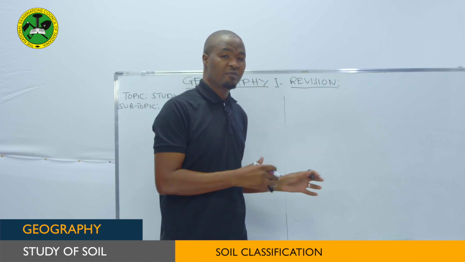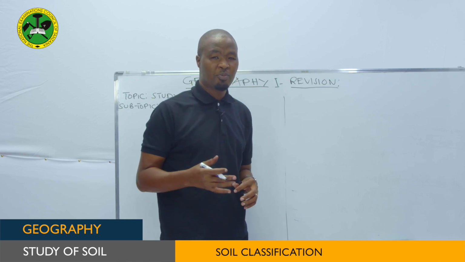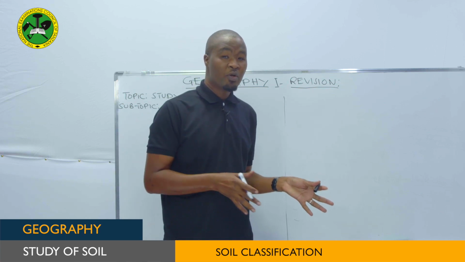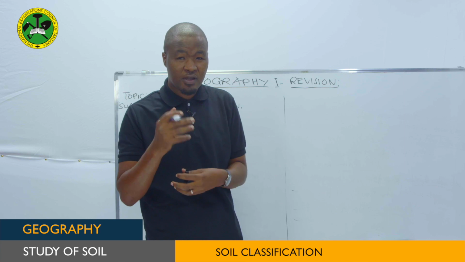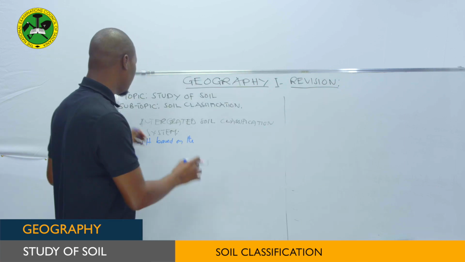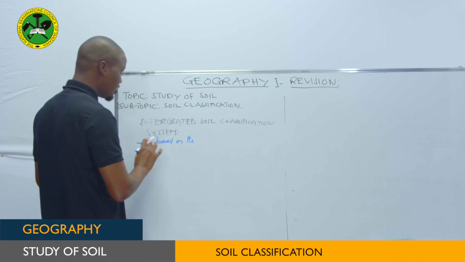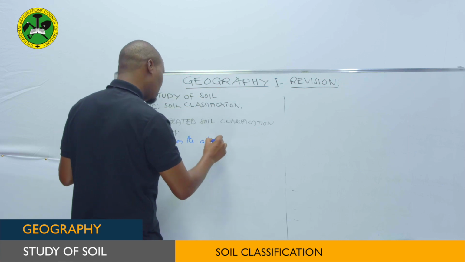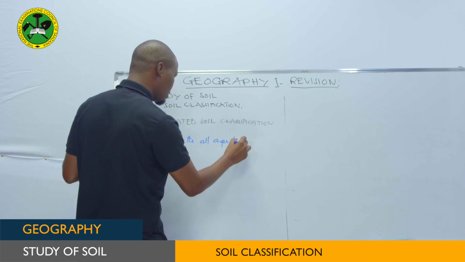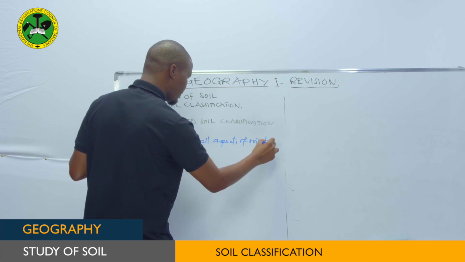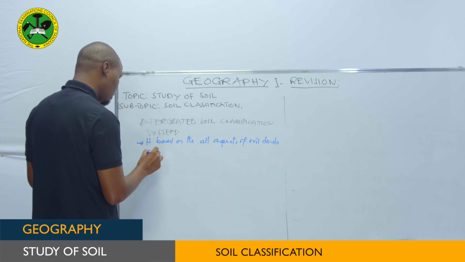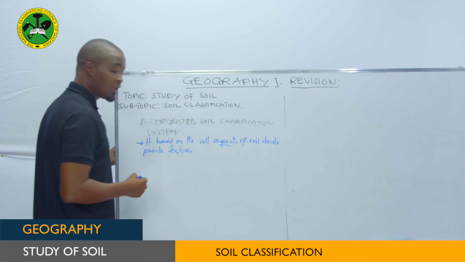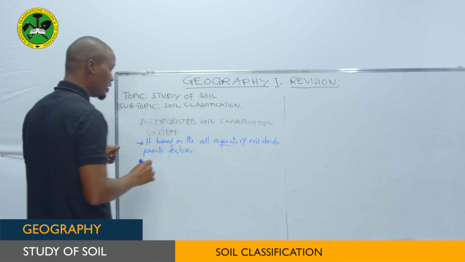But right here, they were classifying soil according to order. It means the time the soil takes in its formation. So the longer the time, the more mature the soil is. So they were classifying soil based on what? On order. So the integrated soil classification system considers all aspects of soil development features.